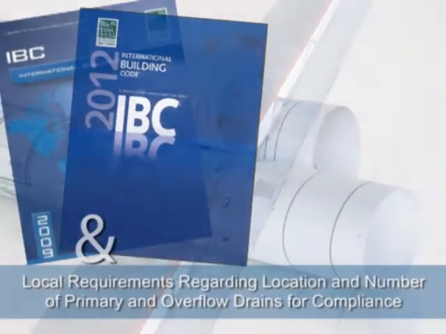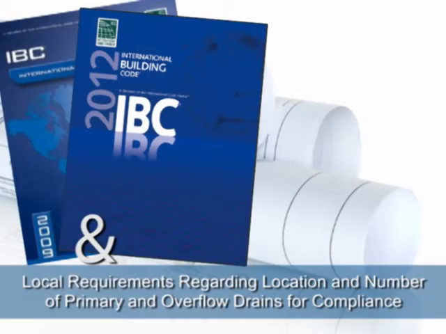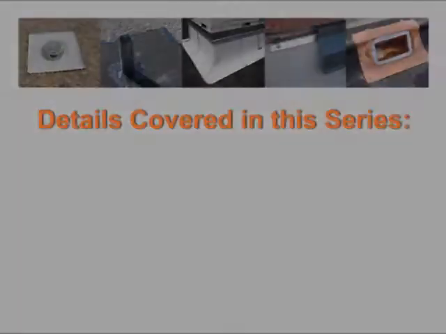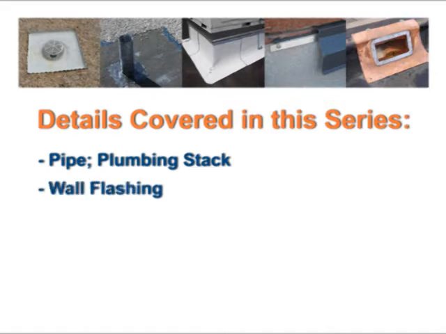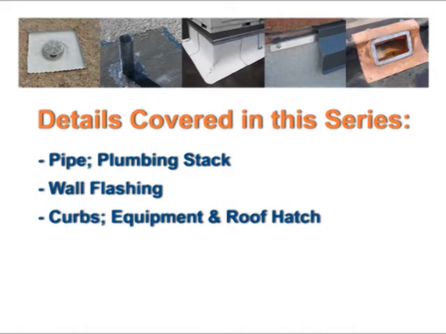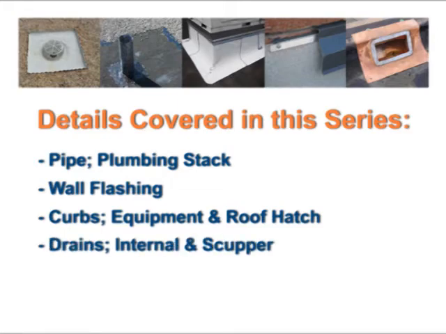It is important to reference both International Building Code and local requirements regarding location and the number of primary and overflow drains for individual building compliance. The specific details covered in this series are pipe, plumbing, stack, wall flashing, curbs, equipment and roof hatch, drains, internal and scupper.